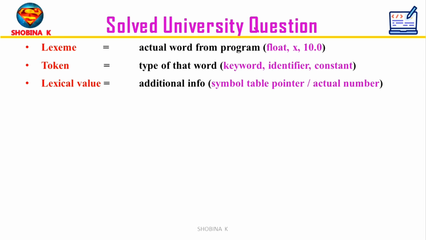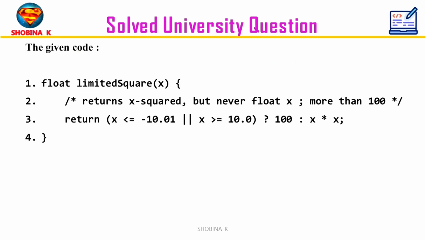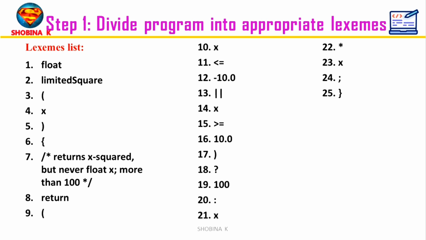Lexemes are the smallest sequences of characters, like float, x, 100. Tokens are category names like keyword, identifier, constant. Lexical values are extra information, like a pointer to the symbol table for identifiers or actual numbers for constants. With this in mind, let's now go to the program and split it step by step. First step is lexeme division.